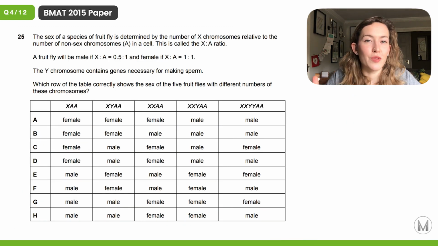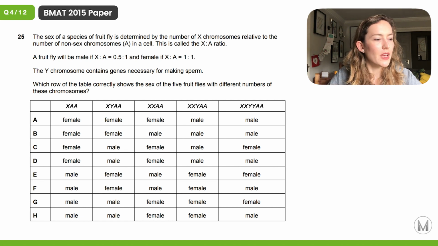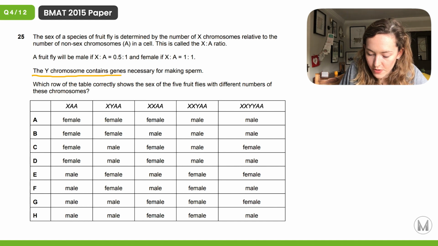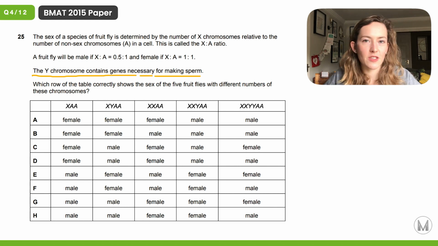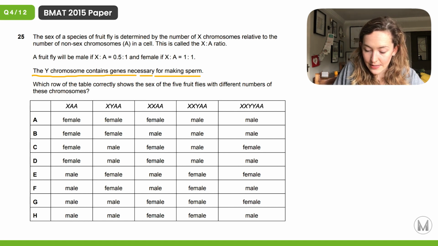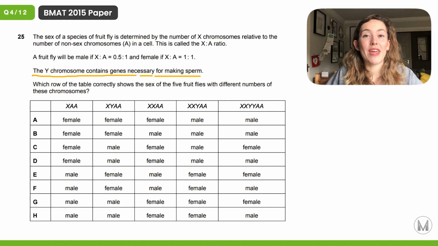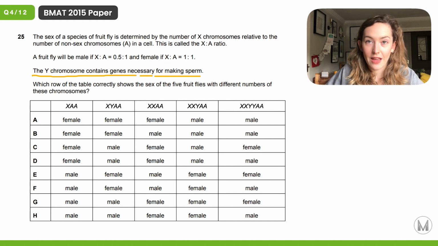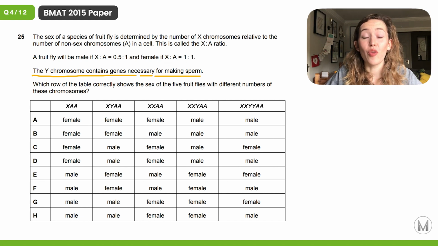So in this question from the 2015 paper, there's a little bit of a trick, a sneaky part in there that you need to be careful to avoid. So it tells us that the Y chromosome contains the genes necessary for making sperm. Now, we have been told what the ratios are to get male and to get female. Whether there's a Y chromosome or not there is not relevant. It's whether it gets turned off or on, and that's dictated by this information here. So we can just ignore the Y chromosomes.